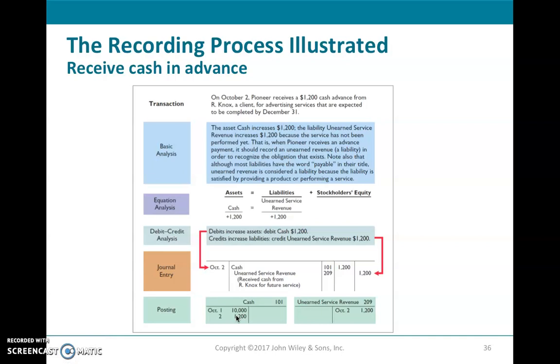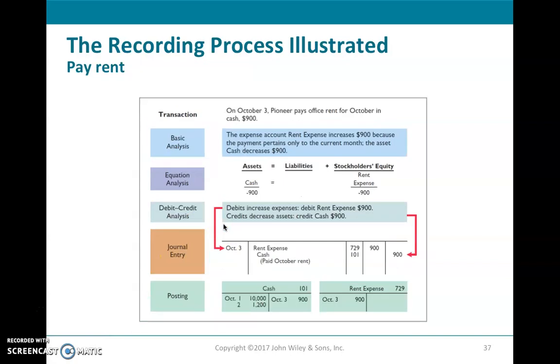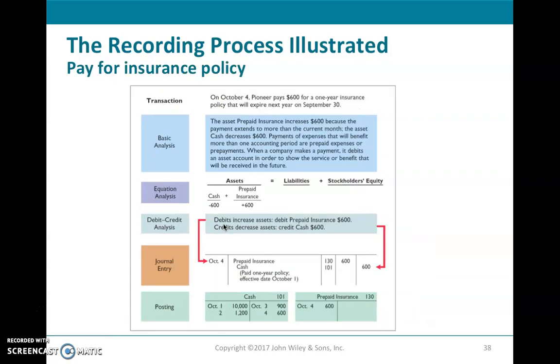Or if you use a standard format account, which companies do in their formal records, they don't use T accounts. We're using them just for teaching purposes. So the other transaction I wanted to go over was this one.